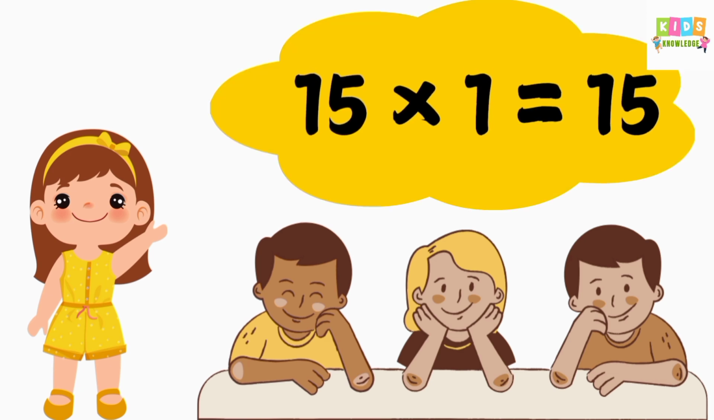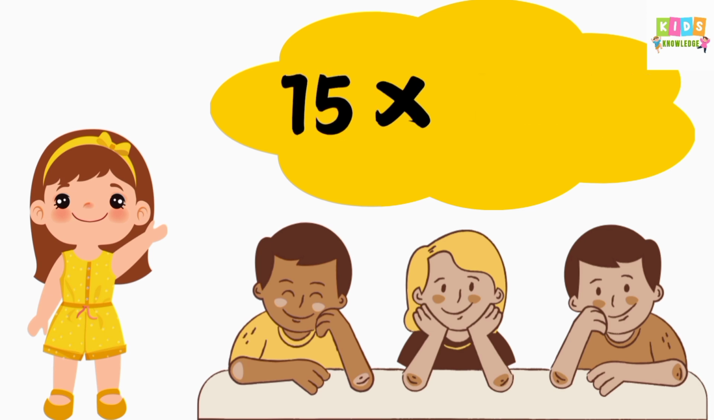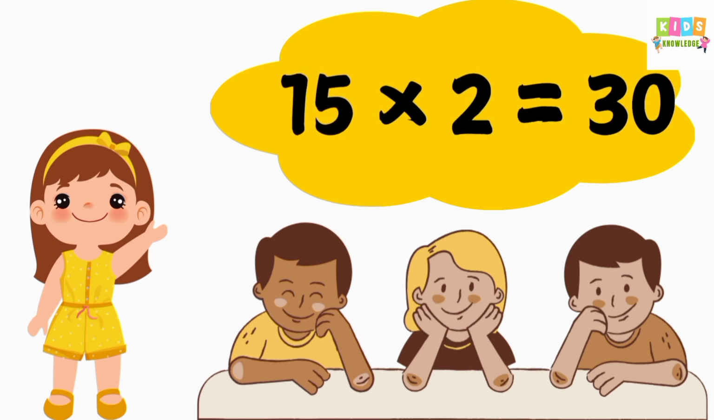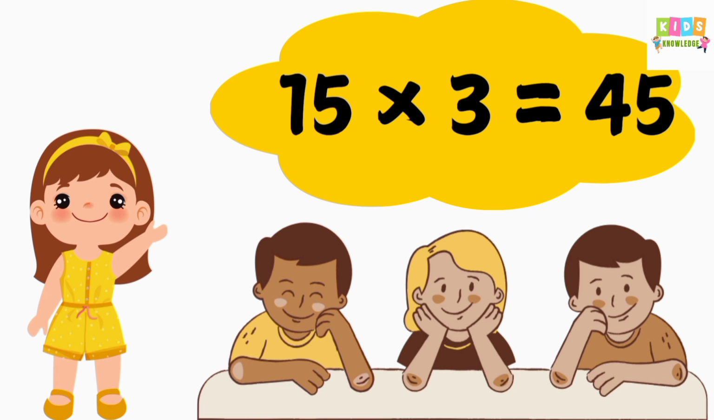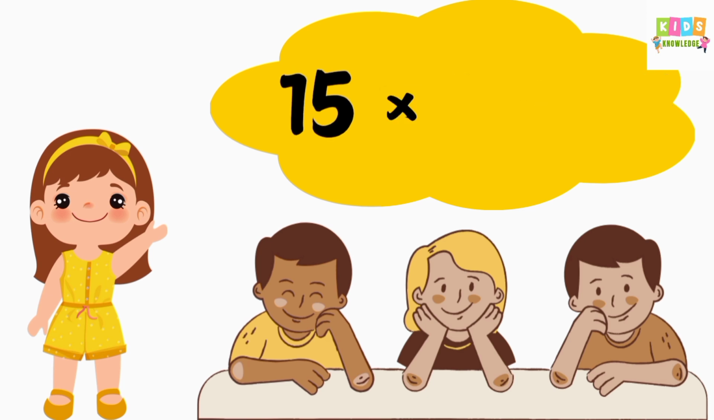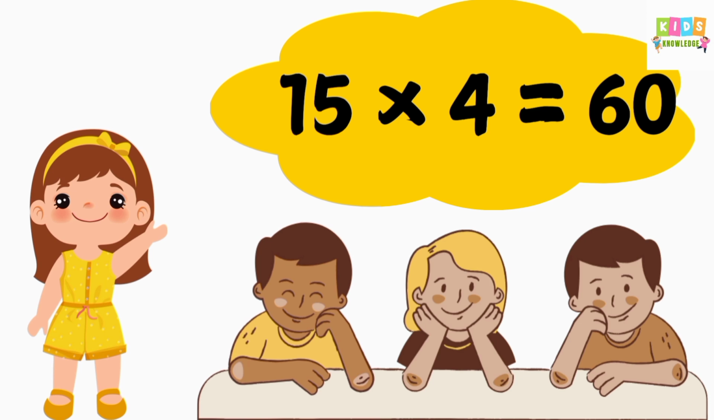15 ones are 15. 15 twos are 30. 15 threes are 45. 15 fours are 60.